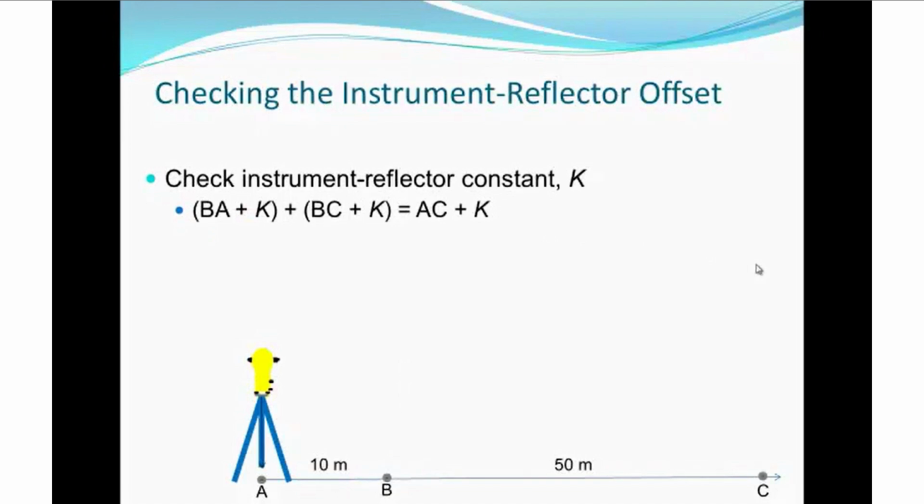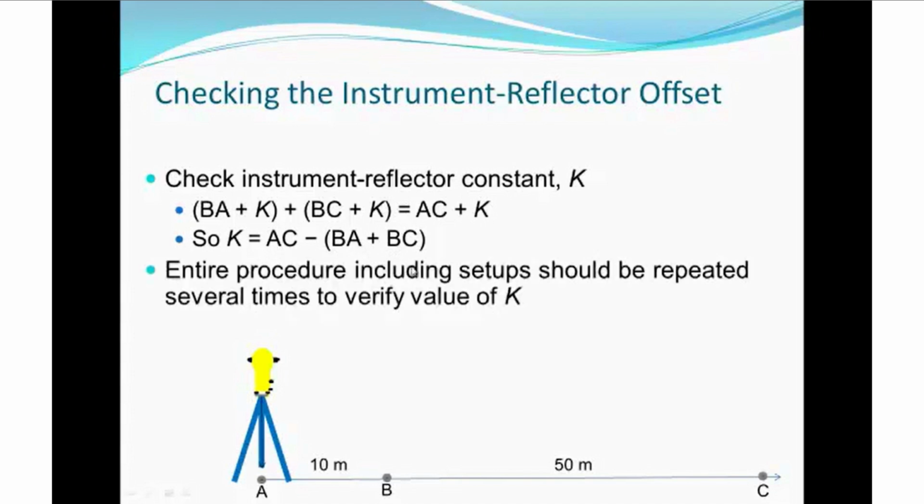And the K is there because the glass in the reflector slows down the light and therefore makes all distances appear to be too long. So BA is BA plus K, BC is BC plus K, and AC is AC plus K. Now when you rearrange this and solve for K, you get that K is equal to AC minus (BA plus BC). This will always turn out to be negative.